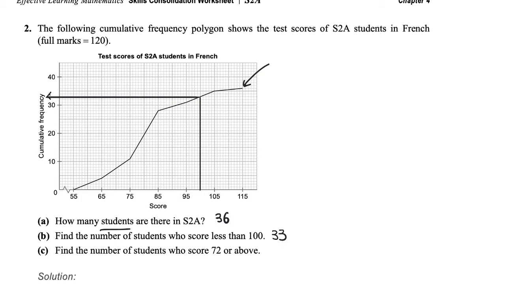The last one will be if you want to see 72 or above. So just draw the line from 72 here, like this one. That means now you will have nine students. So more than that will be 36 minus 9. Therefore that will be 27.